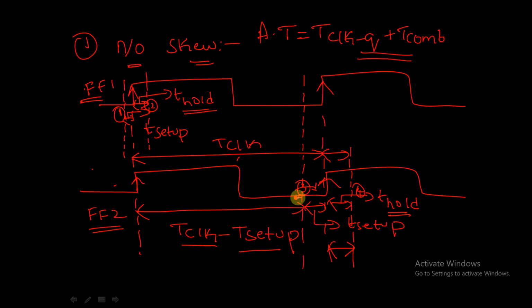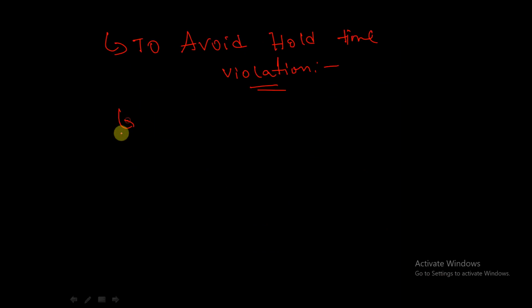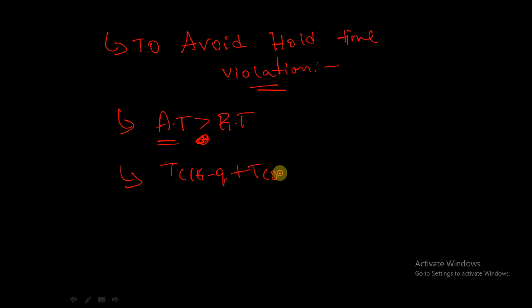Let's say somewhere here we are getting the data. We can get the new data only after passing this minimum time interval t hold. That is, the arrival time should be greater than the required time. So to avoid the hold time violation, the arrival time, t clock to q plus t combinational, should be greater than the required time, t hold. So this is the equation for hold time: t clock to q plus t combinational should be greater than or equal to t hold.